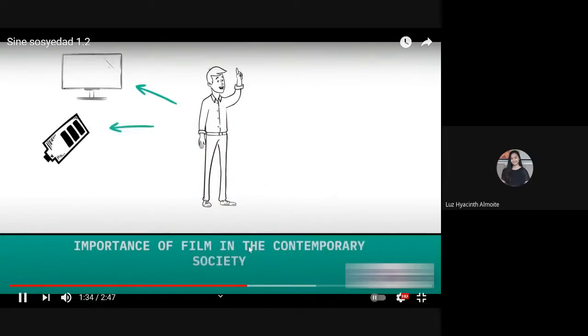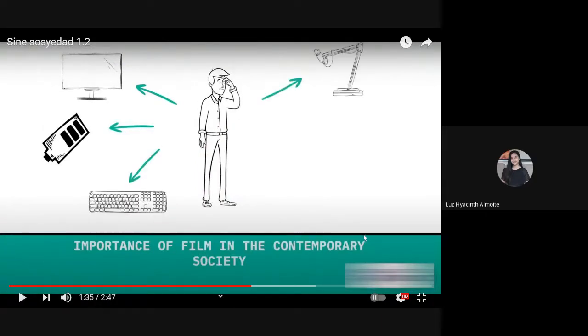Next, we go to the importance of film in the contemporary society, as I mentioned during our introduction or our first meeting. It is not all about the film. In this subject, we will study the relationship of a film and society. What is the importance of a film in a society? How can the movie influence its viewers to contribute to the development of the society?